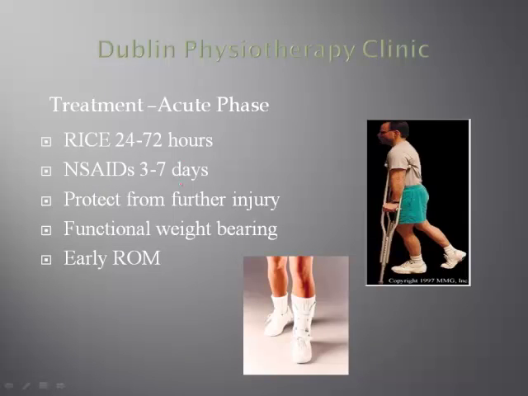Well, the standard principles for the acute phase for any soft tissue injury, which the mnemonic RICE stands for, rest, ice, compression and elevation for 24 to 72 hours. Non-steroidal anti-inflammatories can also help to speed up the process. Protect from further injury. That is a judgment call whether people need splinting, whether they need to go partial weight bearing on crutches or non-weight bearing. So that is a clinical decision.